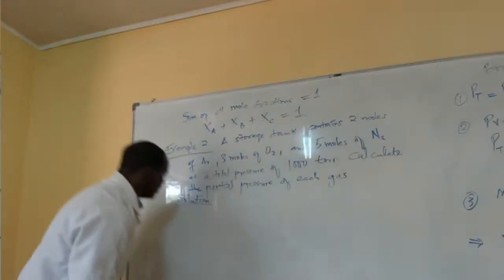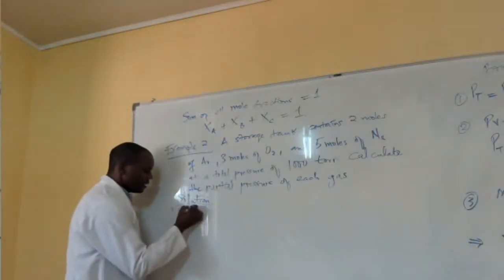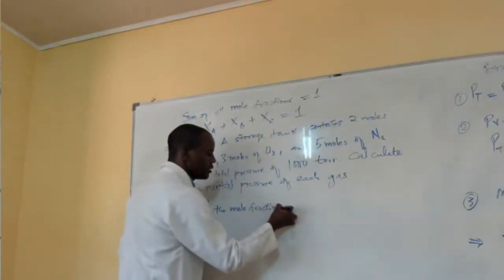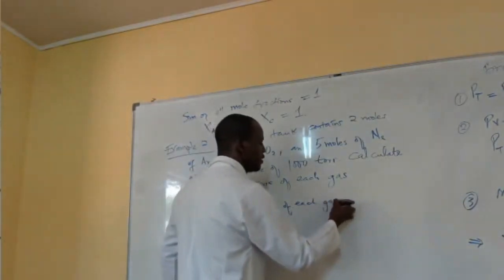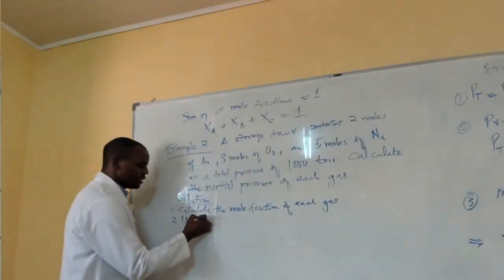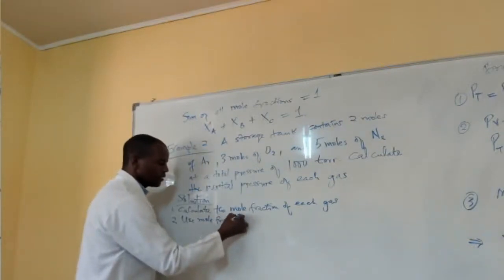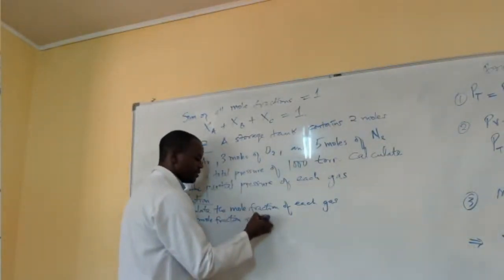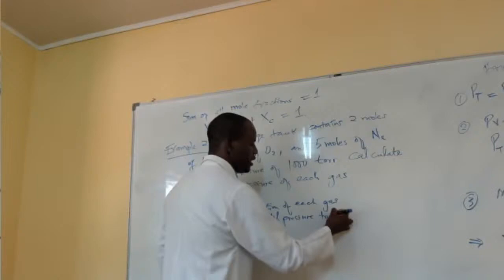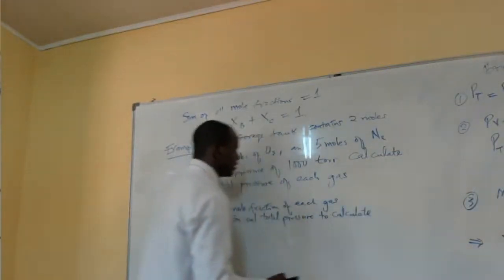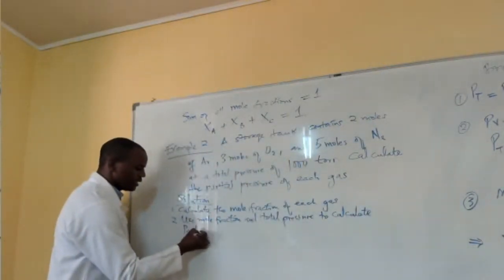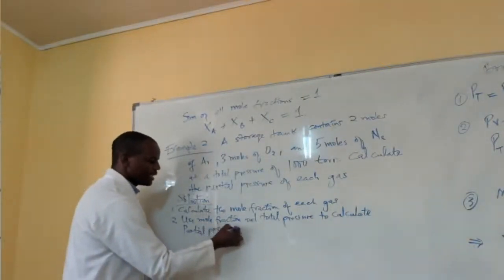Therefore, here what we have to do is, number 1, calculate the mole fraction of each gas. Then number 2, use the mole fraction and the total pressure to calculate the partial pressure of each gas. So to calculate the partial pressure. So as simple as that.